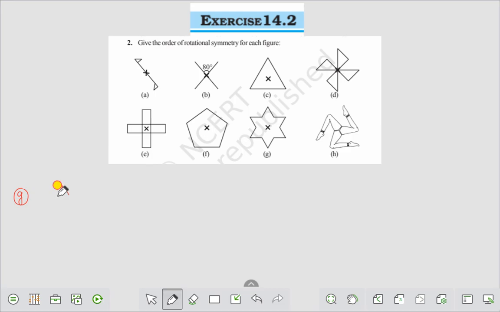Like 1, 2, 3, 4, 5, 6. 1, 2, 3, 4, 5, 6. 1, 2, 3.